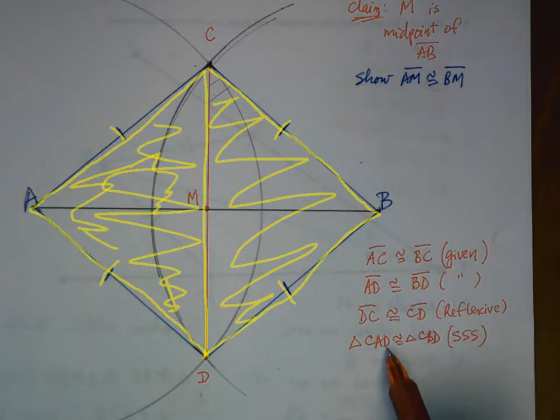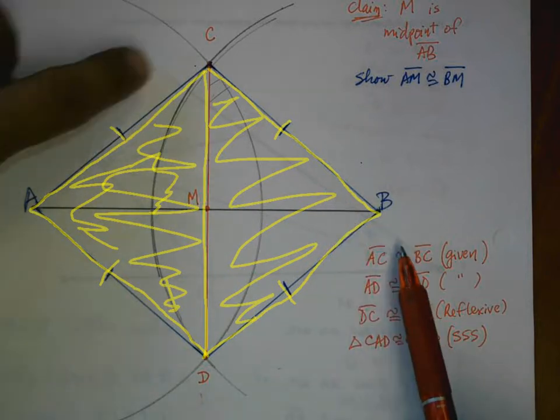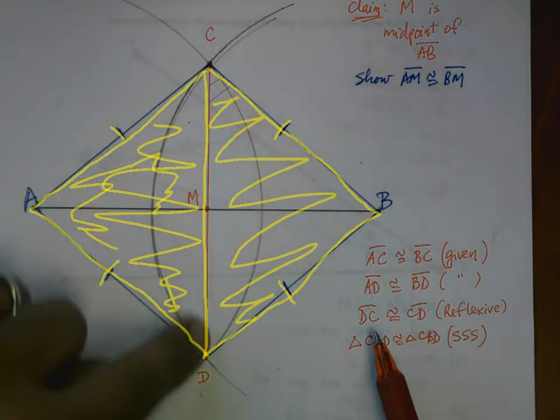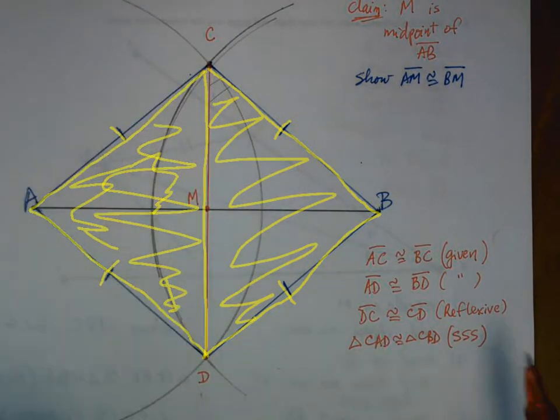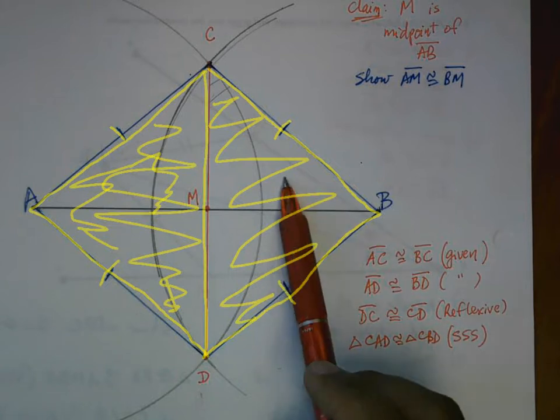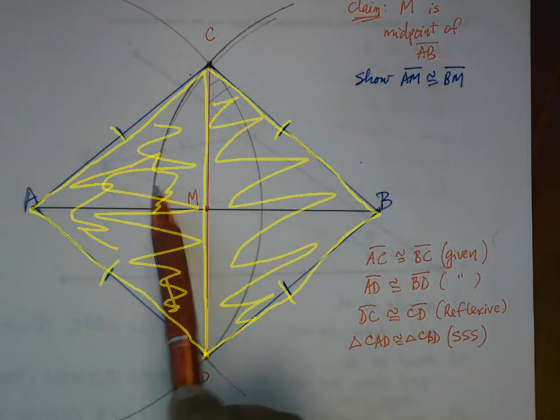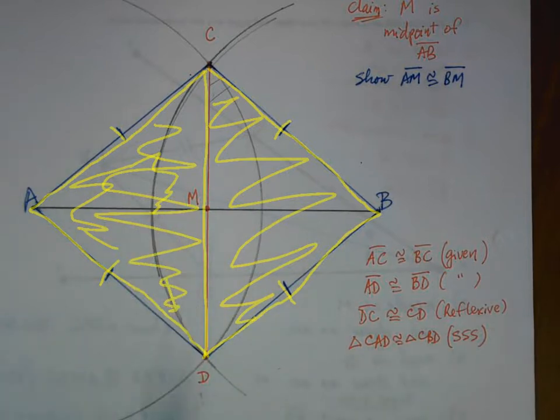So I've written up that little proof right here. Basically, I'm writing that AC and BC are the same, AD and BD are the same, DC and CD are the same up and down the middle, and so the two triangles, the big yellow one on the right and the big yellow one on the left, have to be congruent by side, side, side.